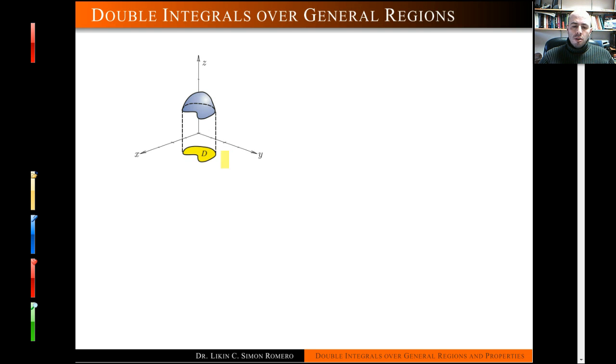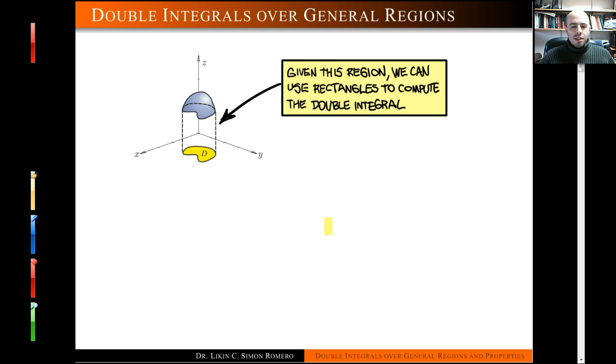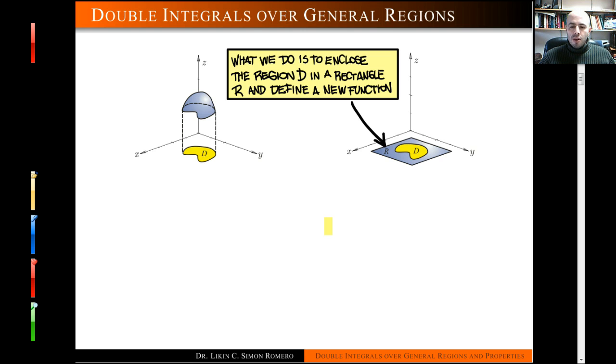So the thing that we're going to do now is, suppose that we want to compute this volume under the surface over the region. I'm just assuming that the function is positive. It doesn't change too much if for some reason it goes underneath the xy plane. So the idea is the following. Given this region, you can use rectangles to compute the double integral by doing this. Once you have this region, enclose the region in a rectangle.